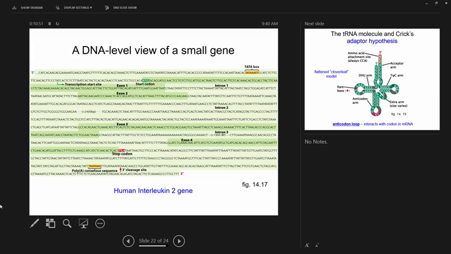Then you get exons. So exon 1, intron 1, exon 2, intron 2, exon 3, intron, etc., until you get down here to the stop codon. In the RNA, it would be UGA.